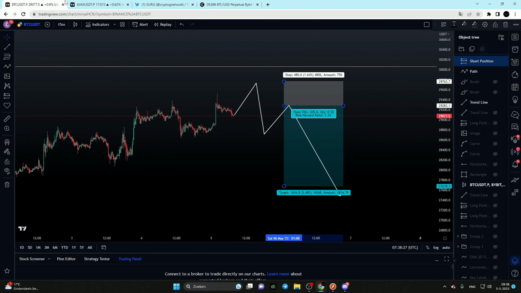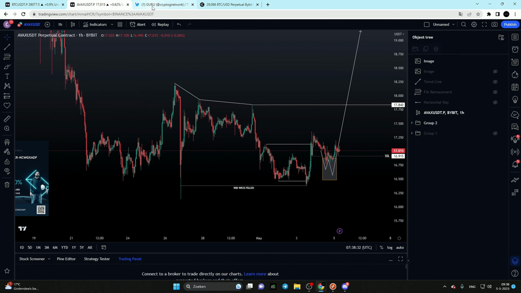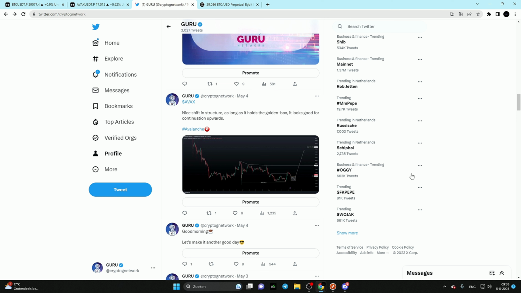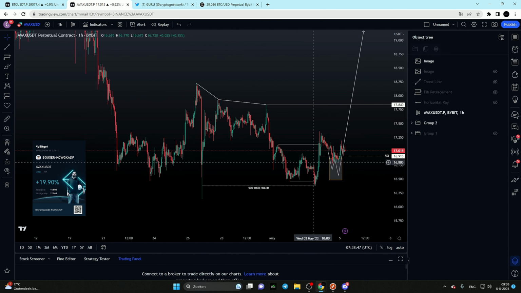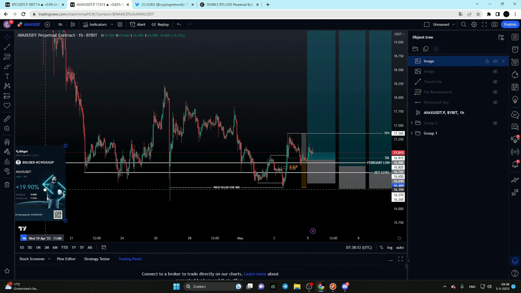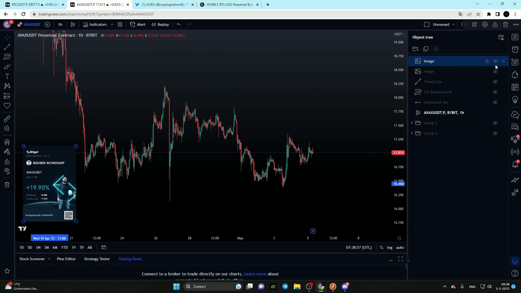Now let's move over to Avax and let's discuss this Avax setup that I shared with you guys on my Twitter yesterday. So yesterday morning, as you can see over here, Avax, nice shift in structure. As long as it holds the golden box, it looks good for continuation upwards. Told you guys before it even reached that golden box, and what can we see? It reached the golden box. If I remove this, this was the long setup that we took in our VIP Discord with the proof over here. Now let's explain this setup.